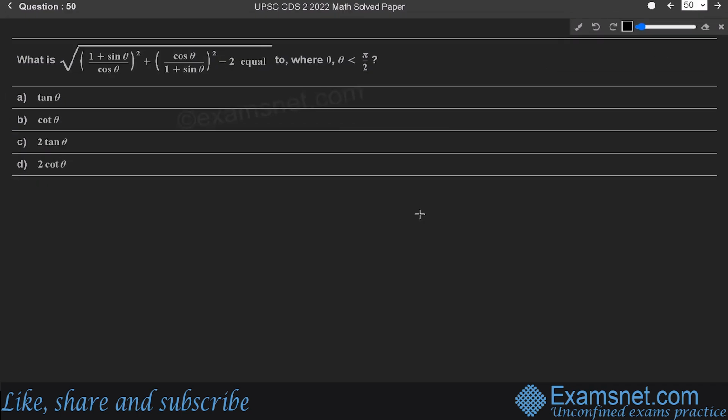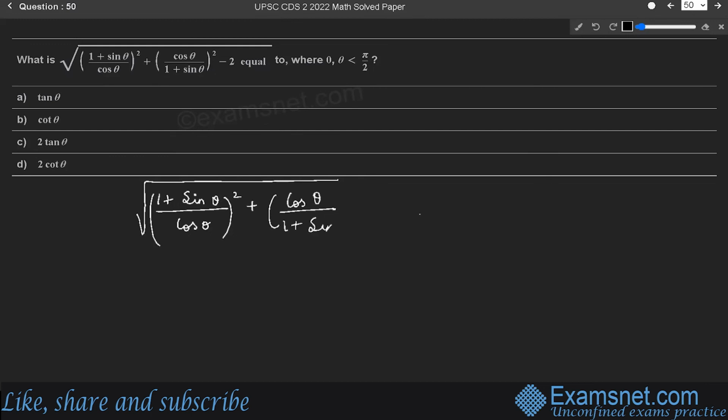Next question is, what is under root of (1 plus sine theta upon cos theta) whole square plus (cos theta upon 1 plus sine theta) whole square minus 2 equal to? Here also the condition is given that theta lies between 0 and pi by 2. So we can take any value of theta, but be careful about the options.